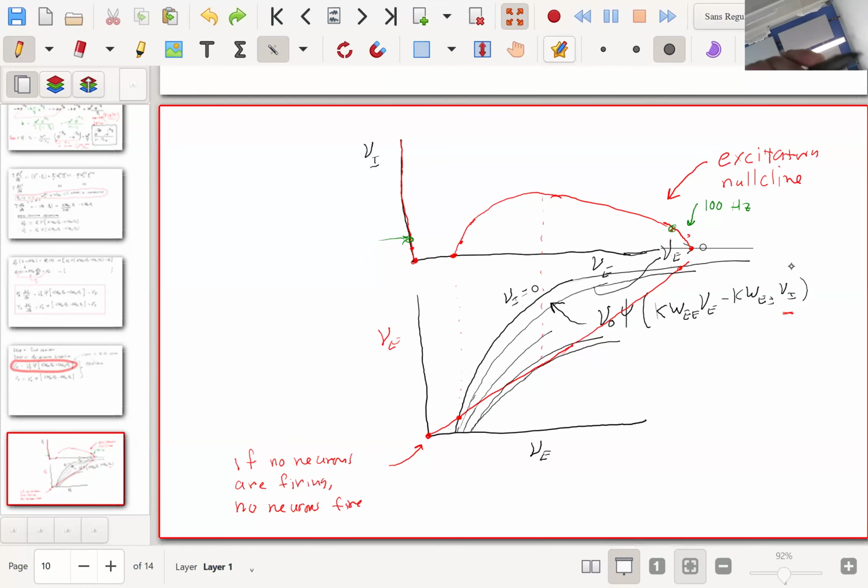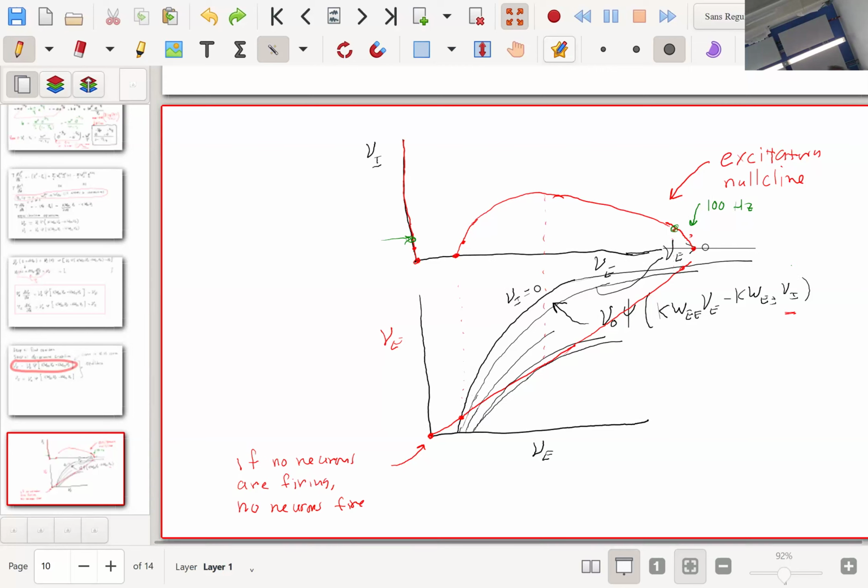So right here, this is a threshold. If the excitatory firing rate starts above the threshold, they'll go to the maximum. If they start below the threshold, they'll go to the minimum. Okay. So that's the excitatory null line.